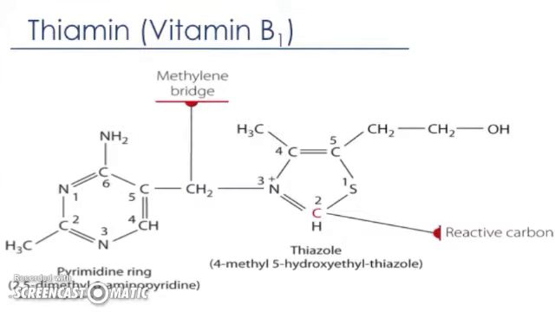Here we see the structure of thiamine, this water-soluble B vitamin. We see the characteristics of this structure, including a pyrimidine ring. We see a connection which is called a methylene bridge, as well as a thiazyl group. The reactive carbon is highlighted in red, which may be involved particularly in phosphorylation or dephosphorylation reactions.